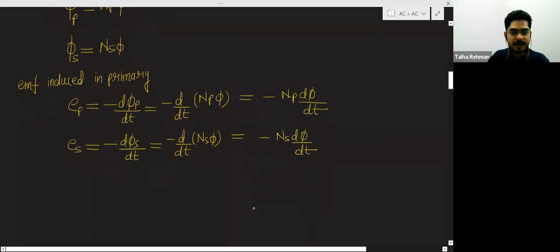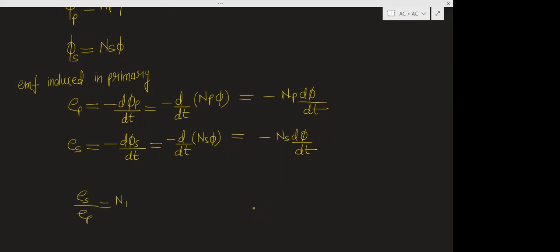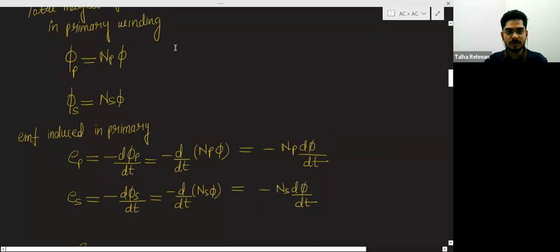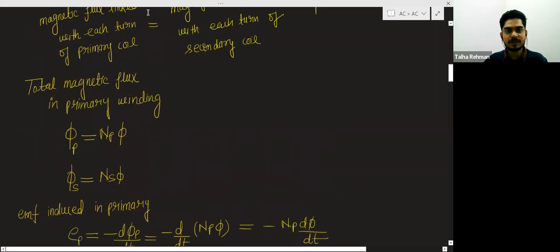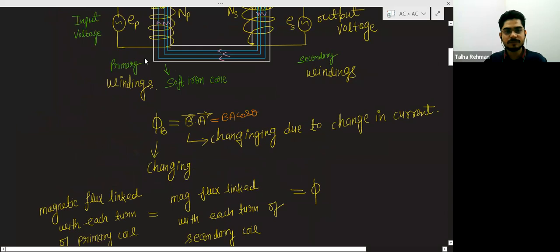Now divide ES by EP. When you divide, d phi by dt will cancel out. You will get ES by EP equal to NS by NP. Basically this is the expression, the first expression we get.